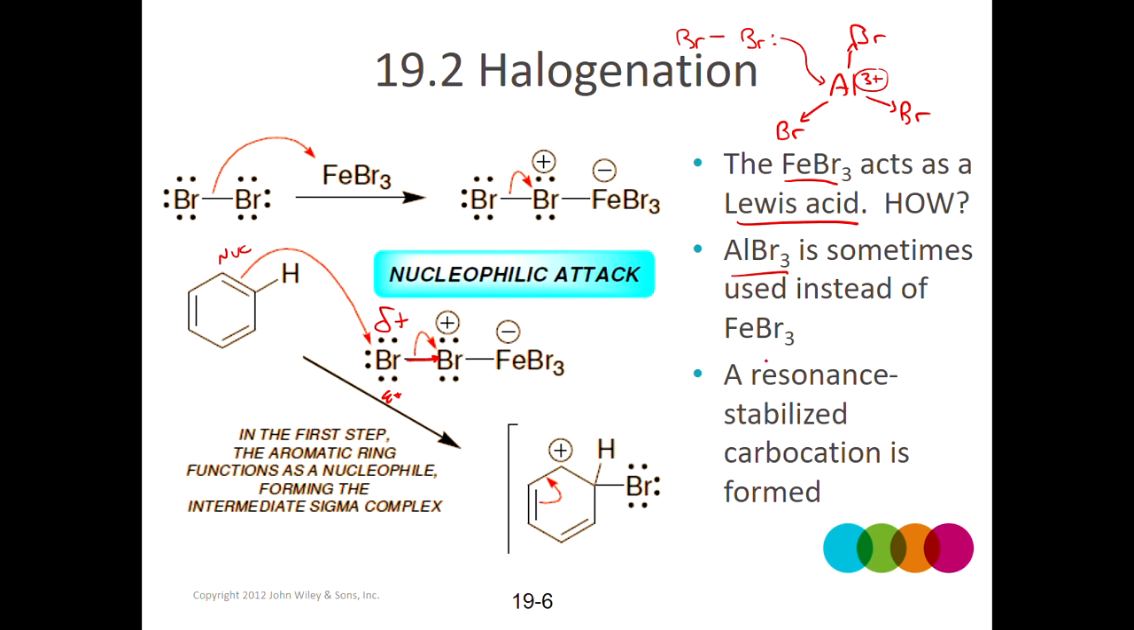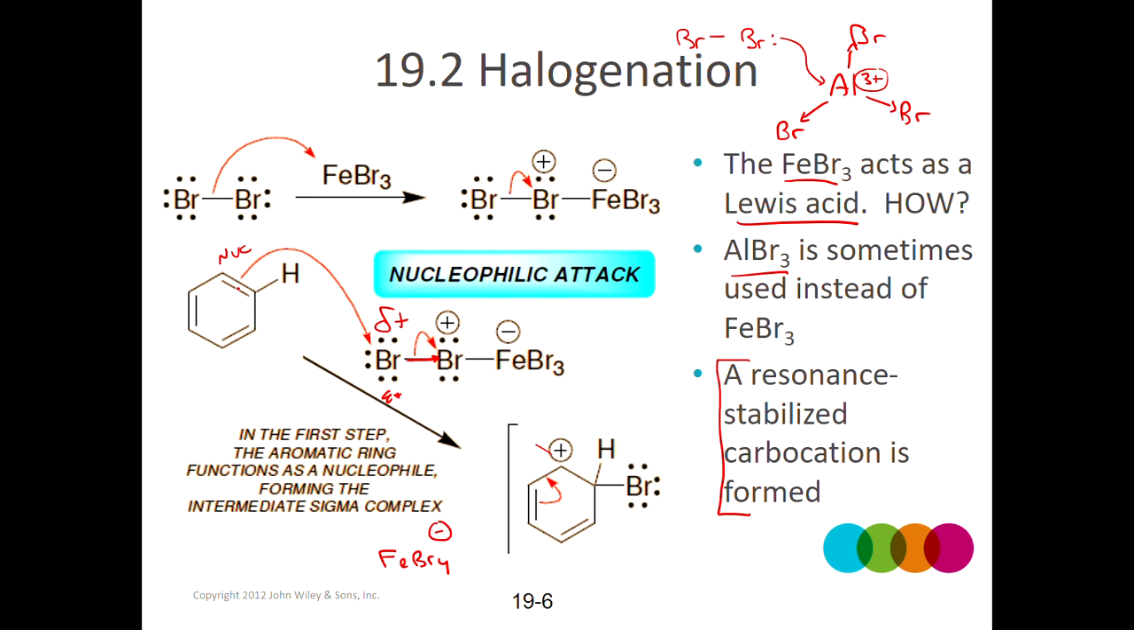So then what happens here is a resonance stabilized carbocation form. As we said, the pi electrons would be attracted to this bromine so that these electrons could move out and stabilize that charge. And so, that's going to form FeBr4 that will have an overall negative.